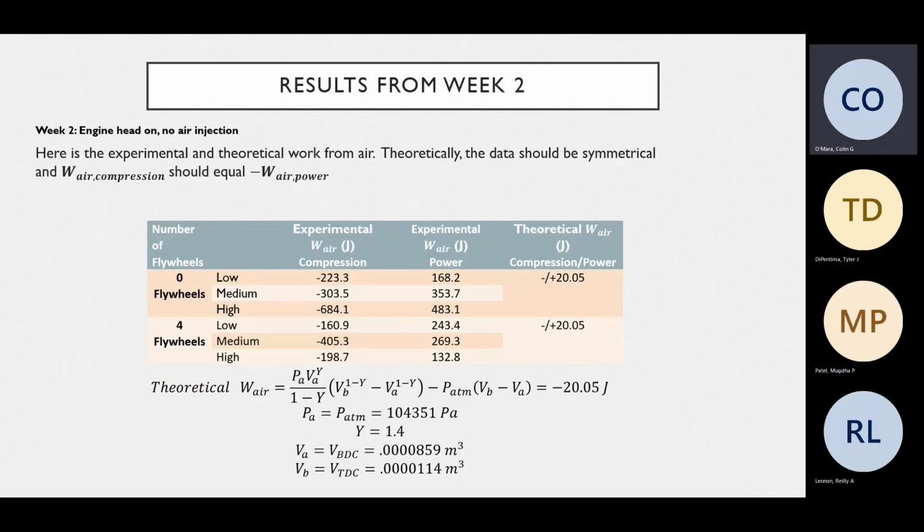Here are the final results from week 2 of the work done by air values. Theoretically, the work done by air in the compression stroke should equal negative the value of the work done by air in the power stroke. This was determined to be about 20 joules, and this should be a constant value across speeds because the calculation of this value only depends on other constant values. There's a very significant difference between the theoretical value and the value we calculated experimentally, and this experimental value is about an order of magnitude higher than theoretical. We believe this is due to faulty data. There's a lot of noise in the data collected from these experiments, and this could have contributed to the discrepancy.